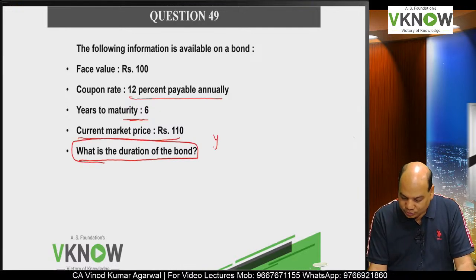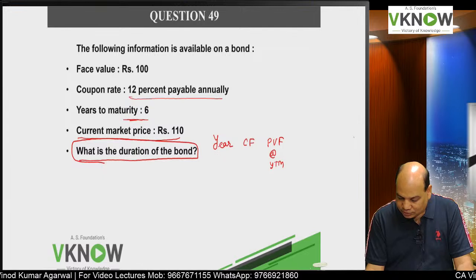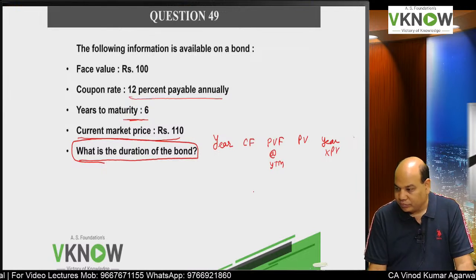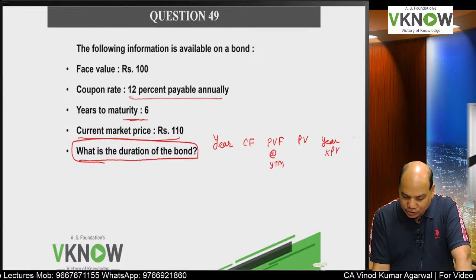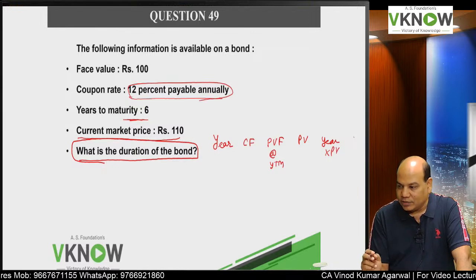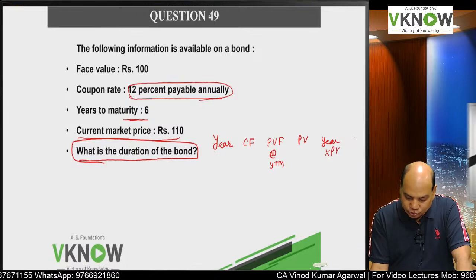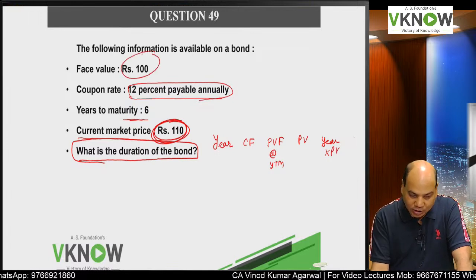In order to calculate duration, you will require a year column, cash flow column, present value factor at YTM, which is not given, present value, and year into present value. So I need a discount rate. Is the discount rate given in the problem? Discount rate is not given, coupon rate is given. Can I say discount rate is equal to the coupon rate? The answer is no, because the bond is trading at a premium, not at par.